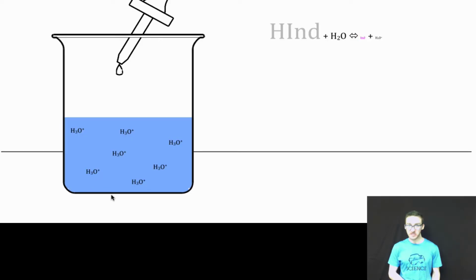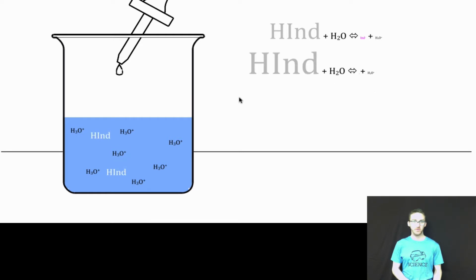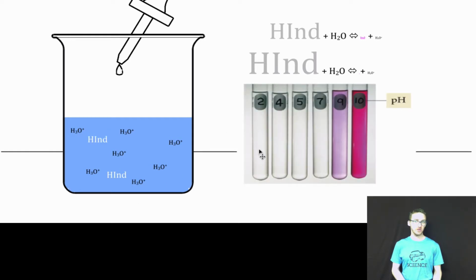In acidic solutions, however, let me add a couple drops. Bloop, bloop. In an acidic solution, it remains colorless. Adding it to a solution with a bunch of hydronium is just going to force the reaction even further to the left, keeping it in its colorless form, which is why in acidic solutions, phenolphthalein is colorless.